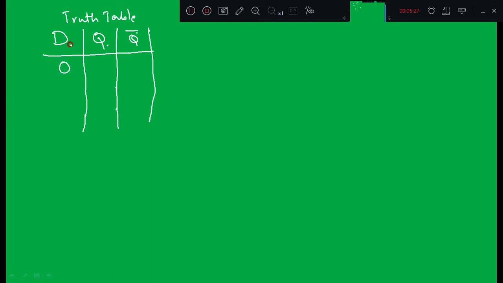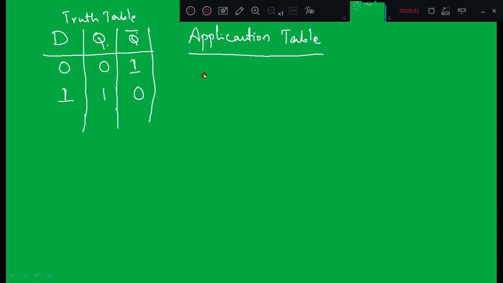Since D is 0, output follows input. If D is 0, output Q is equal to 0 and its complement Q bar is equal to 1. If D is 1, Q is equal to 1 and Q bar is equal to 0, right? This is the truth table of D flip-flop. With this truth table, I am going to generate the second table, which is called the application table of D flip-flop, right? For the application table, we are going to take the normal input and the previous state, or previous value, of the flip-flop.